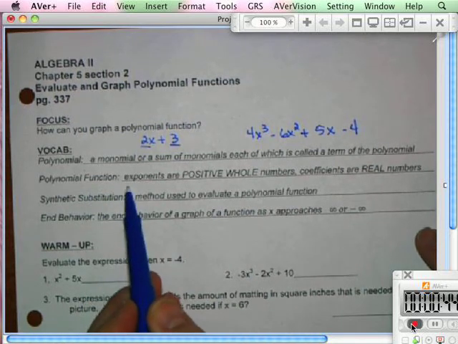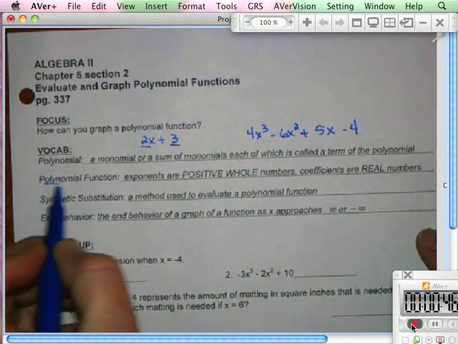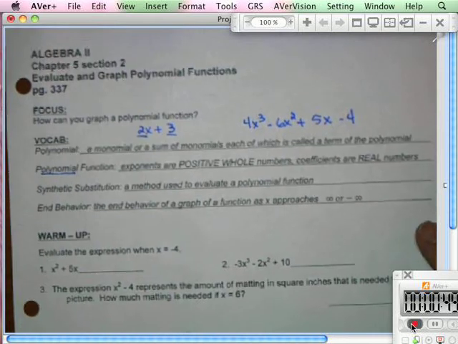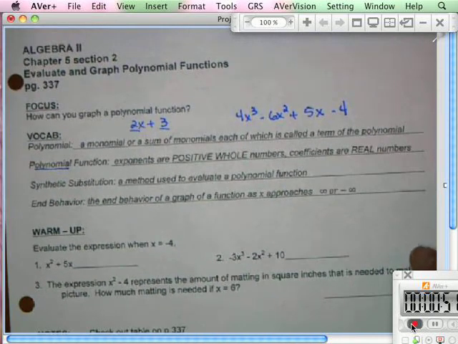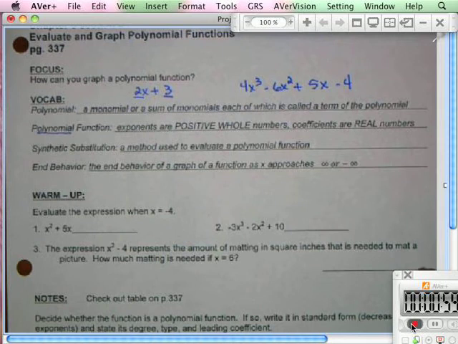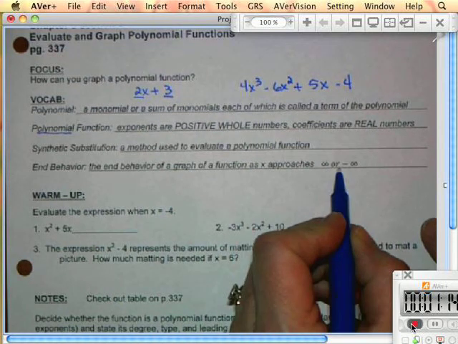Polynomial functions, in order for it to be called a polynomial, the exponents are positive whole numbers. Otherwise, we can't say it's a polynomial function. And the coefficients are real numbers, so no imaginary numbers. Synthetic substitution is a method used to evaluate a polynomial function. We'll look at that later. And end behavior is something new. It's kind of cool. The end behavior of a graph of a function as x approaches infinity or negative infinity.